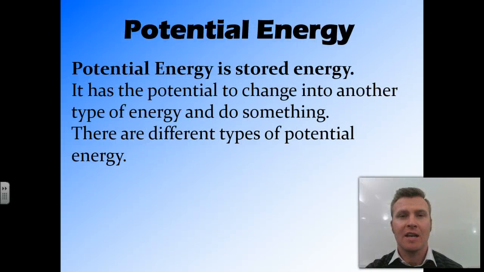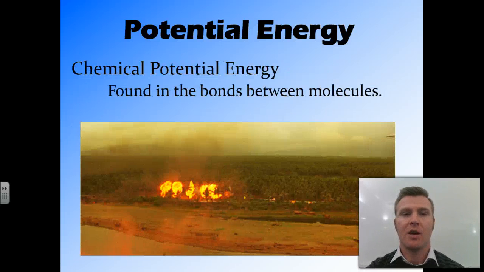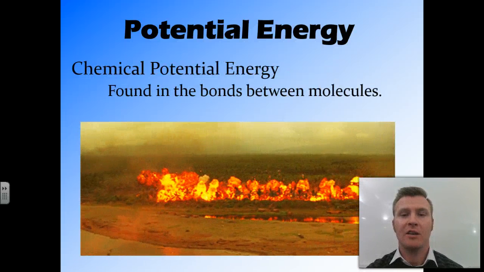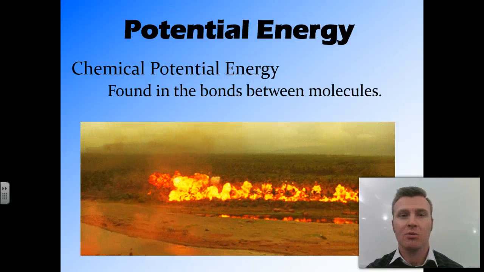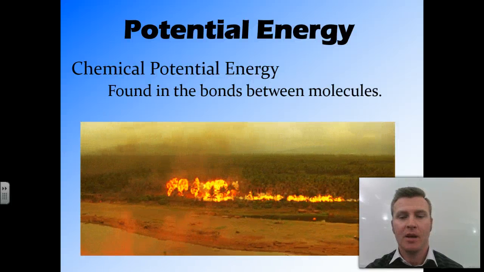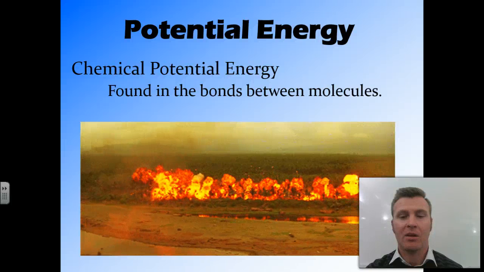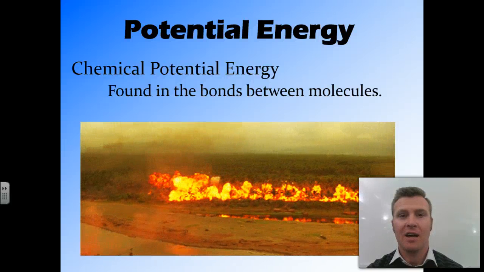Potential energy, on the other hand, is stored energy. It's energy that's stored and has the potential to be transformed into other forms of energy if it's used. And there's a couple of different types of potential energy. We have chemical potential energy, which is found in the bonds between molecules and atoms. And here we have chemical energy being turned into heat and light energy.